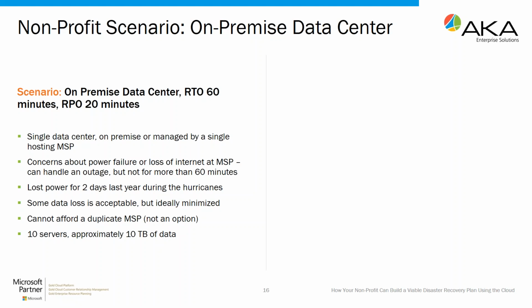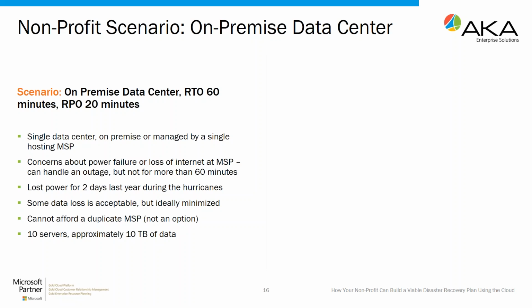They have concerns about power failure. They have concerns about internet connectivity. They recently had a loss of power for 2 days, and it crippled them. They were offline and couldn't do what their mission required. But they're not a large nonprofit, and they can't afford to duplicate their entire data center. That's a very costly solution to this type of problem, and building a secondary data center is just not going to work.